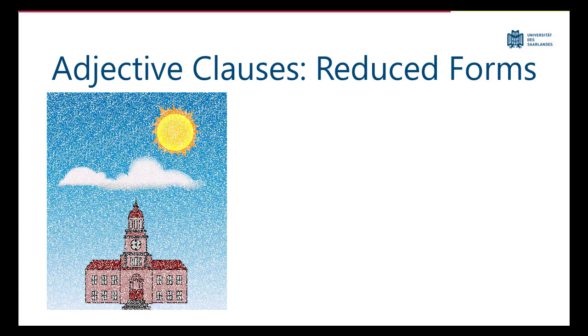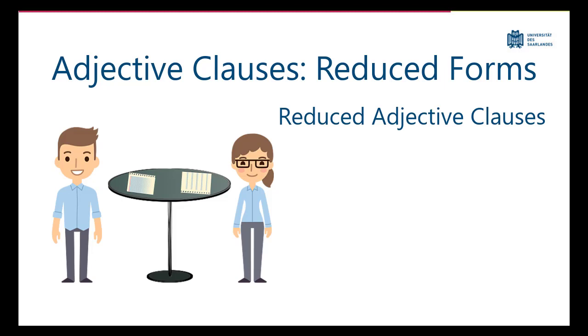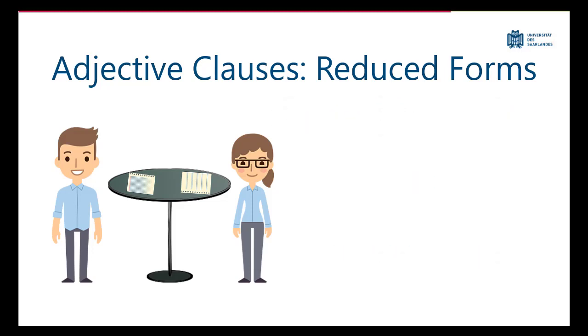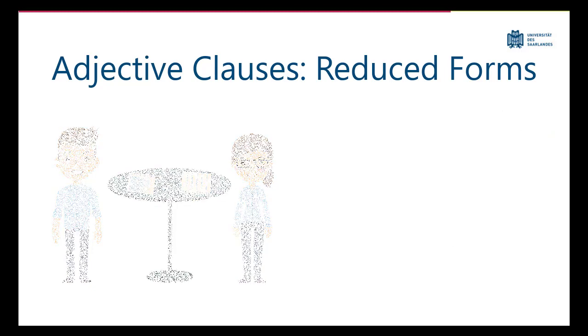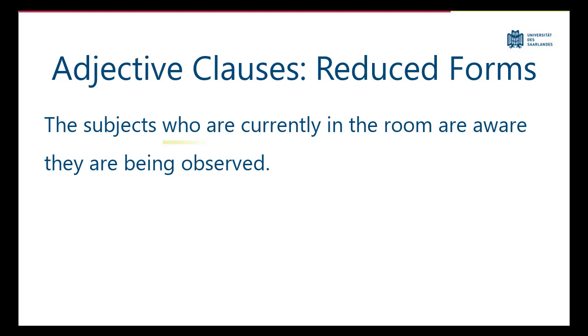On the day of the appointment, she meets with John, a tutor at the writing center. She shows him the sentences from the paper she read, and he nods knowingly. "These are what are called reduced adjective clauses," he says. "They're sometimes also called participial clauses, but we'll stick to the phrase adjective clauses to keep things simple." "Let's take a look at the first sentence you found," he continues. The original sentence with a full adjective clause would be, "The subjects who are currently in the room are aware they are being observed." He goes on, giving Linda the following rule to use.